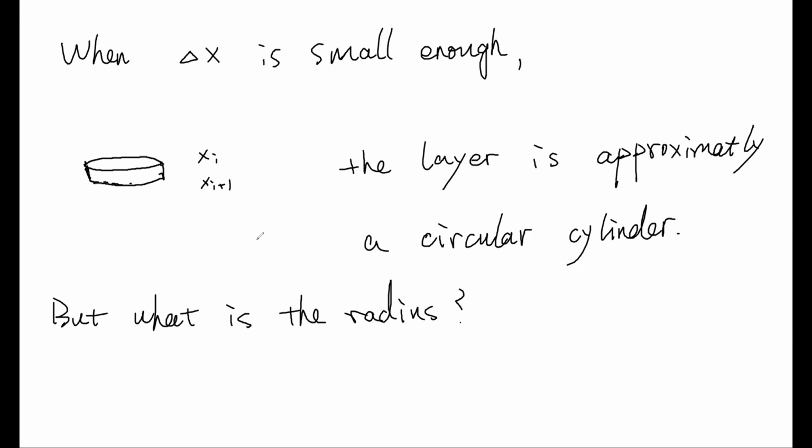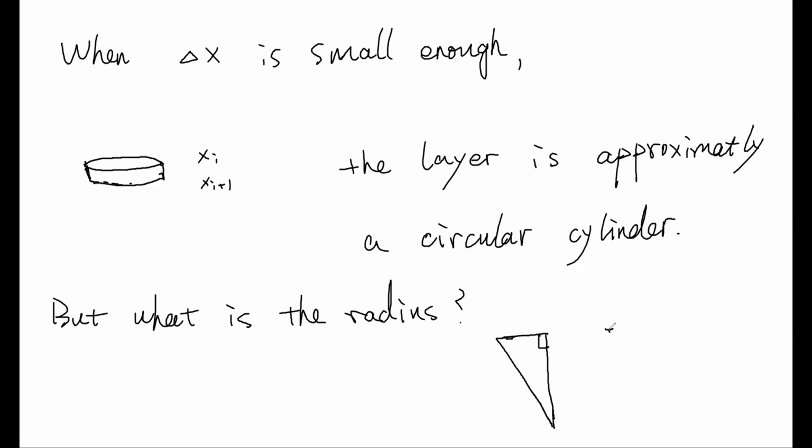So in order to determine the radius of this cylinder, or find an approximation of the radius of the cylinder, we can use similar triangles. Because this is a circular cone, when you cut it, the face you get is a triangle. And what's more important, this is a right triangle.